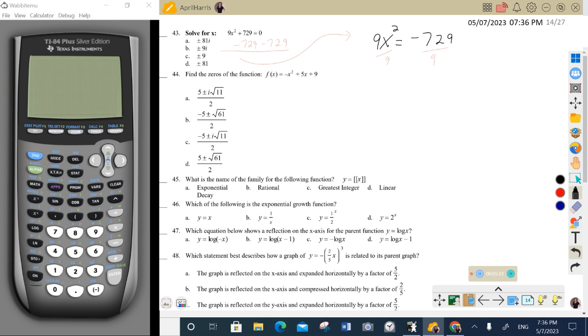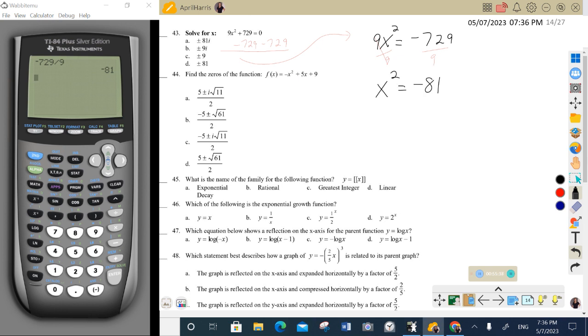Let's see, -729 divided by 9. Good, turn the calculator on. That always helps. -729 divided by 9, I get -81. So x squared equals -81.